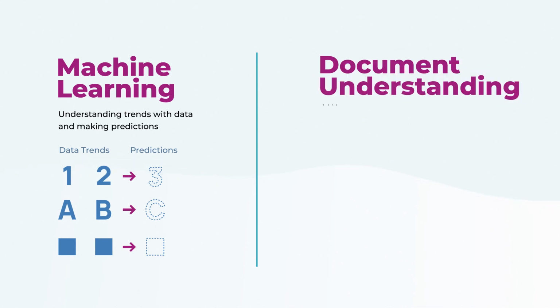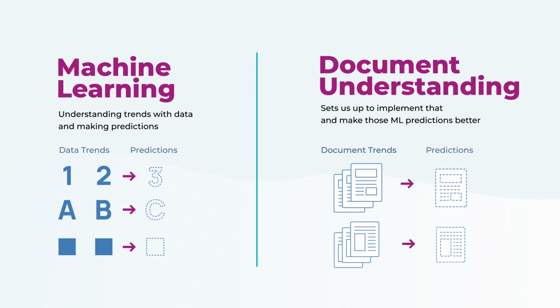Document understanding sets us up in a way to not only implement that, but to make those predictions even better. So let's start off like this. We have a form, and usually these forms are scanned forms. So now they're images.